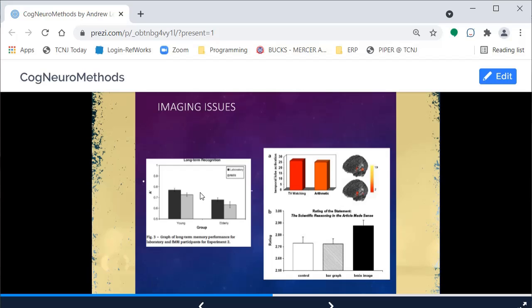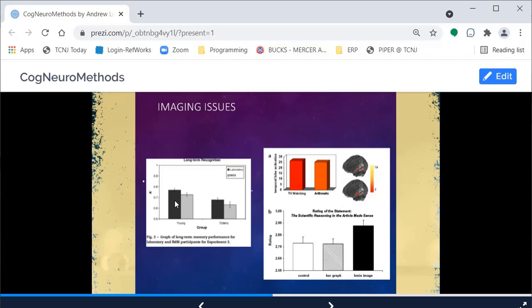An example of this, Gutchess and Park in 2006, did a study where they had young people and older adults do a basic memory study. They did it in the laboratory or in the fMRI environment, and they just looked at their performance. What they found is that performance overall was worse in the MRI environment. But there was an interaction: this affected older adults more than younger adults.